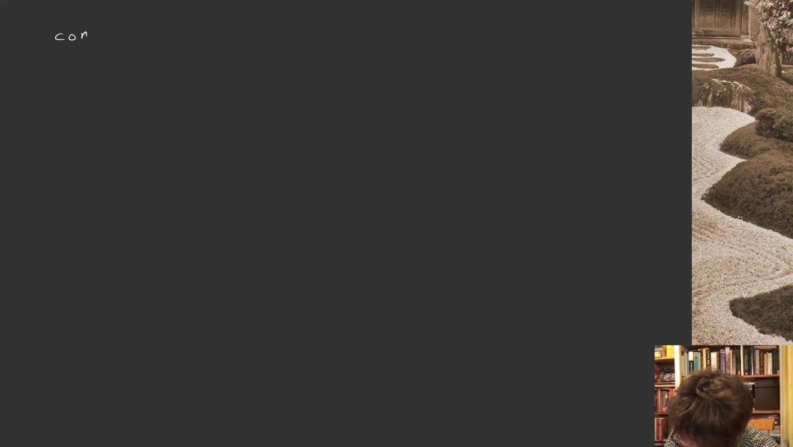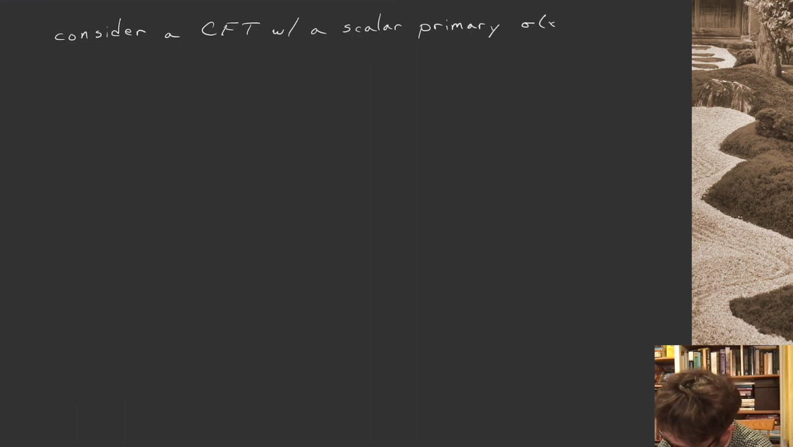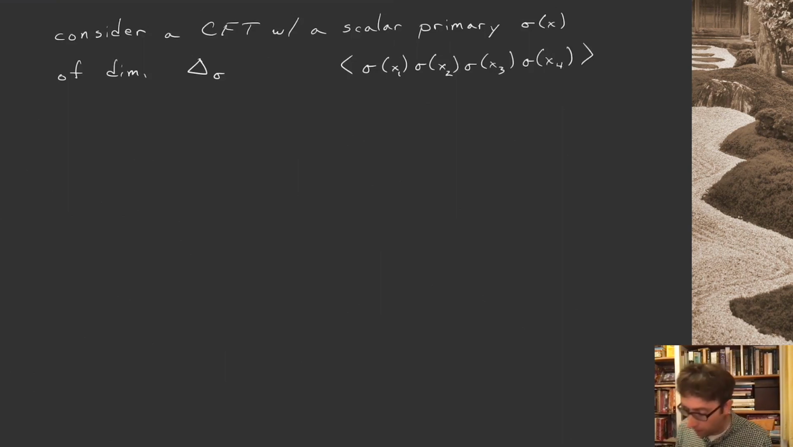Let's consider a conformal field theory with a scalar primary, I'll call it little sigma of x, of dimension delta sigma, and we're going to consider this bootstrap approach, or this crossing symmetry approach, for a 4-point function of four of these sigmas: x1, x2, x3, x4. Great. And let's think a little bit about the OPE, operator product expansion, of two of these sigmas.